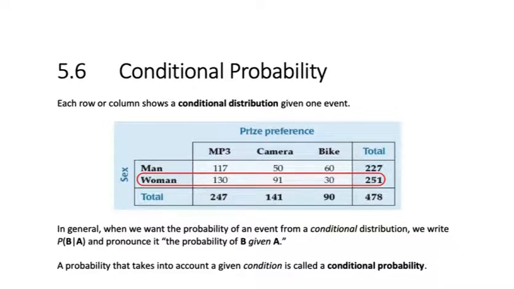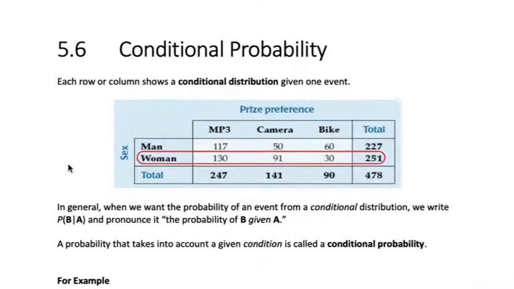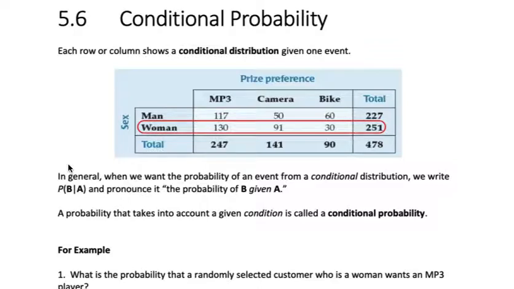In this video for section 5.6, we're looking at conditional probability. We talked in section 2.3 about conditional distributions, and what that means is in our contingency table, if we restrict ourselves to just looking at one row or one column of the table, then that's the conditional distribution. If we want to calculate a probability based on a conditional distribution, it's called a conditional probability.